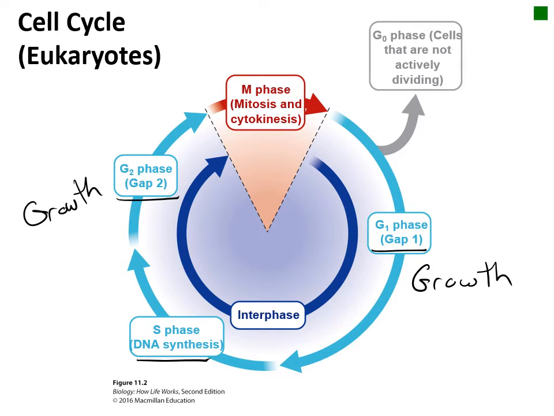In these stages, the cell physically gets bigger and makes more organelles, such as mitochondria, to distribute to the two daughter cells after division. During S phase, the S stands for synthesis, because this is where the DNA genome is replicated.